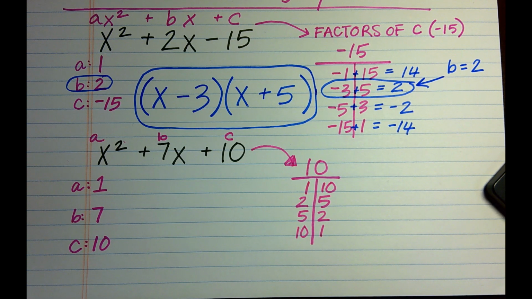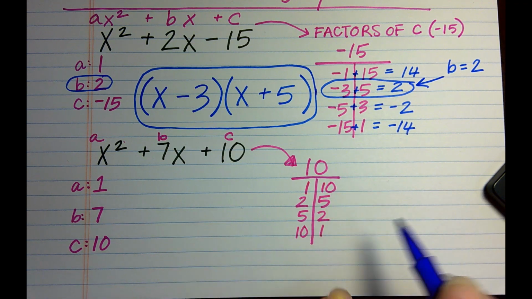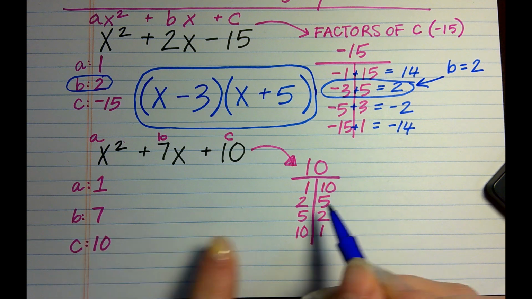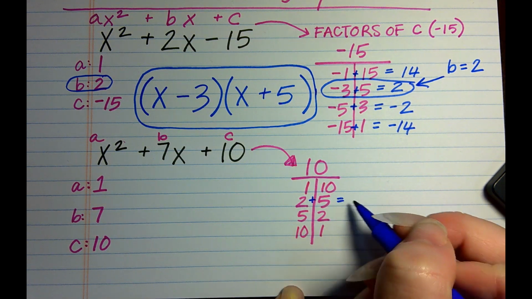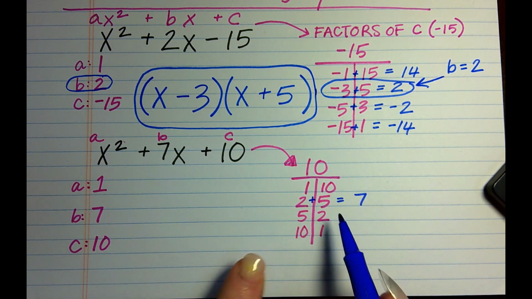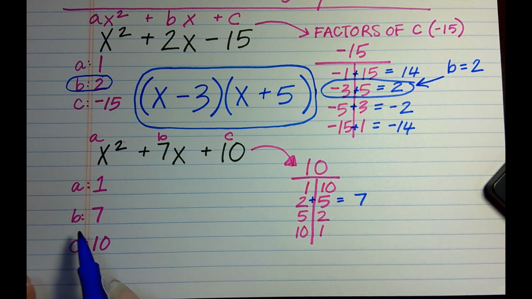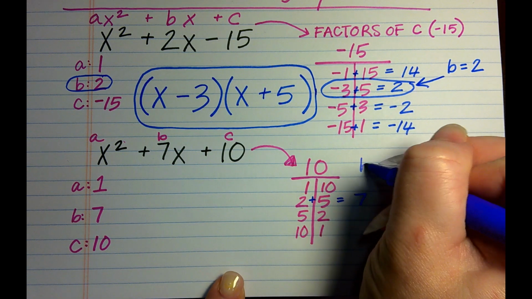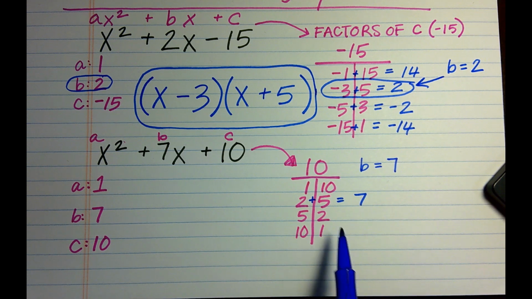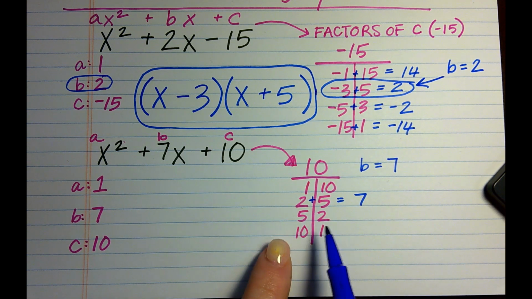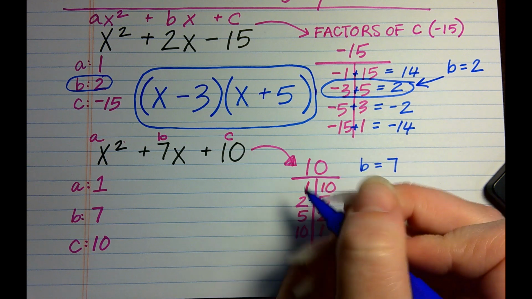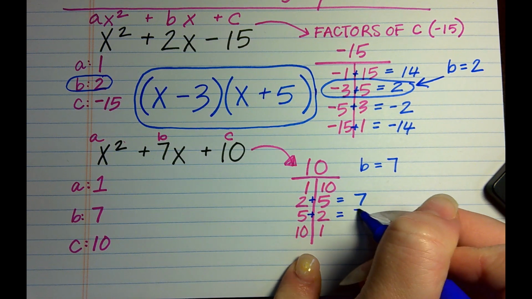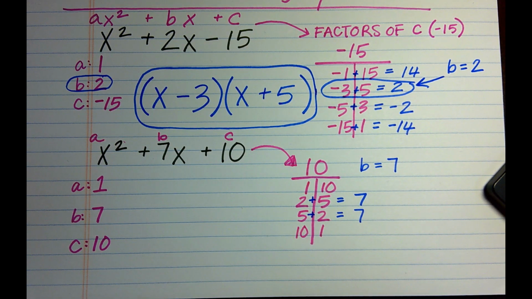Anybody catch on yet? The 5 and the 2 will make 7. Yes, we're adding all of these factors. I know 1 plus 10 is 11, but that's not my b value. 2 plus 5 is 7. Remember, I want to find the numbers that add up to my b term. B equals 7, and 2 plus 5 equals 7. 5 plus 2 also equals 7, so technically both of these work. It does not matter which one you use, they are both correct.